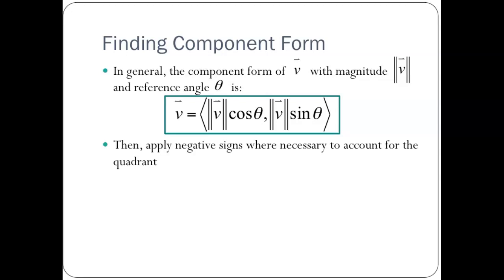Then, after you have that, you need to apply negative signs, just like we did at the end of our last example. Apply negative signs where necessary to account for which quadrant you're in. The reason you need to do this is because you're using a reference angle. Anytime you use a reference angle, you're referencing it, which means it could be off by a negative sign, right?